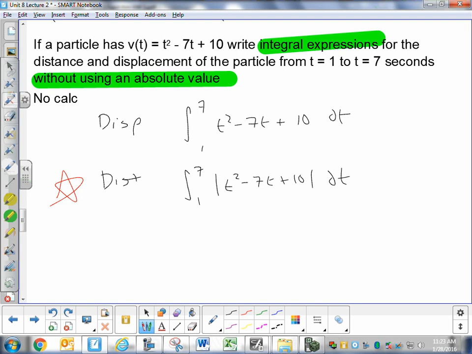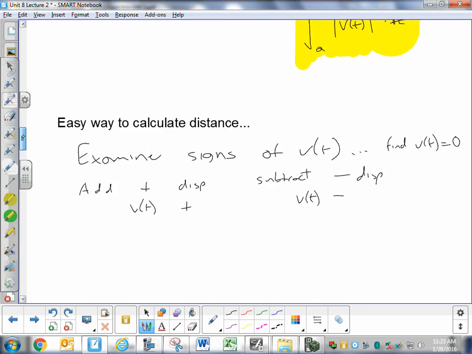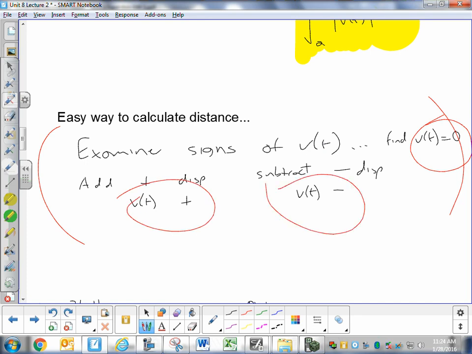You need to find when the velocity equals 0 first, just like we set up here. Did we write this down? Okay. Find when the velocity equals 0 first. When the velocity is positive, add those displacements. When the velocity is negative, subtract those displacements. Everybody can do this. Don't just stare at it.